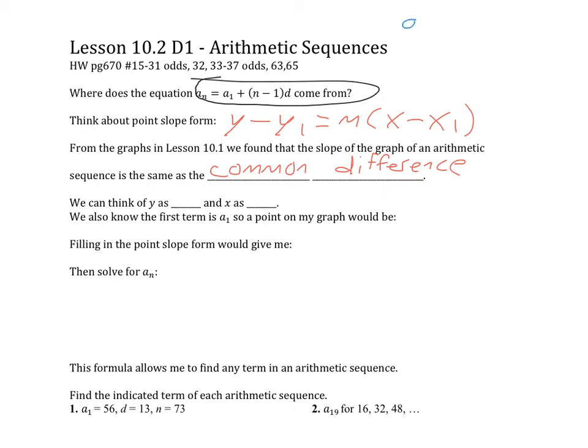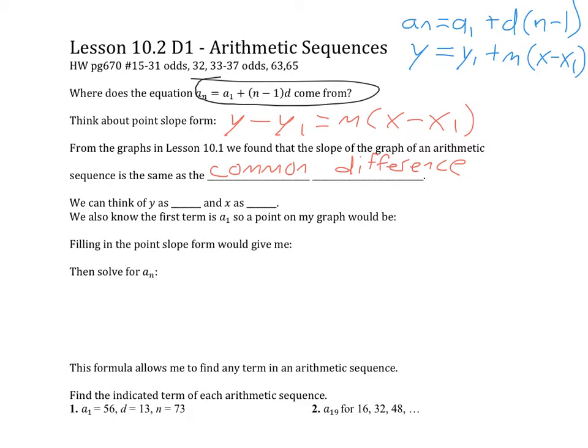This is the formula for finding the nth term of an arithmetic sequence. And I'm going to write the d in front of the parentheses. And then the point-slope formula looks like this. Now I'm going to move y1 to the other side and put it in front. So now everything seems to line up.